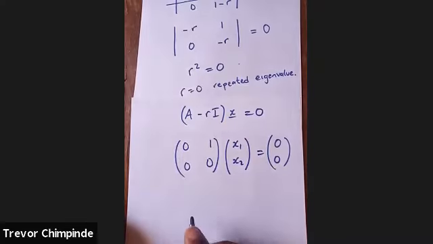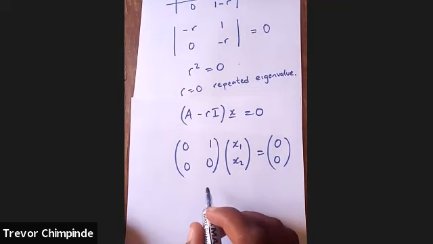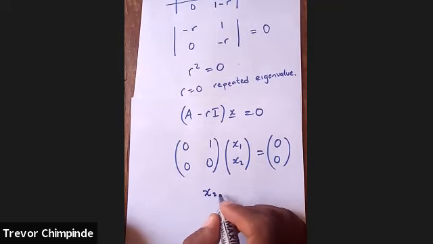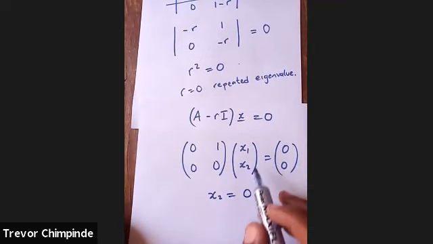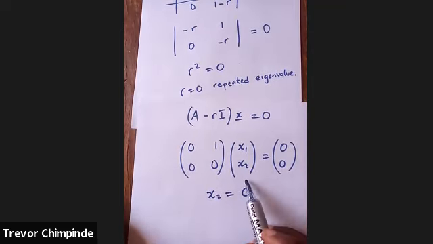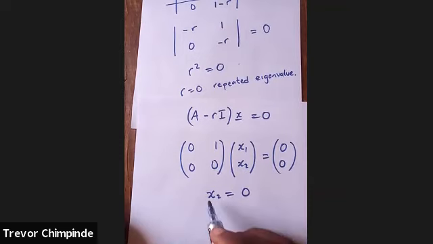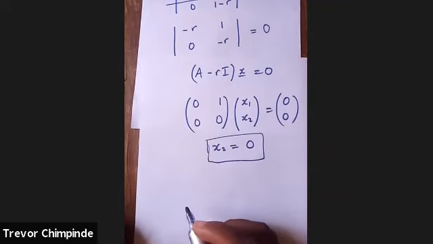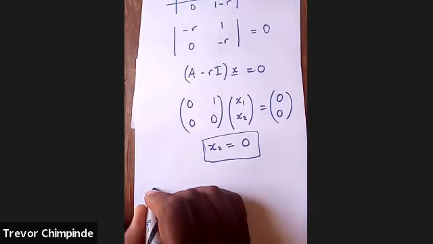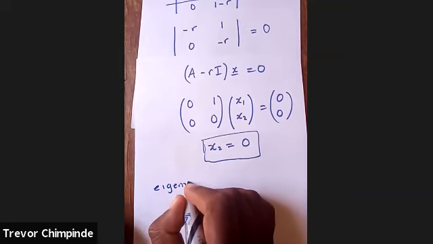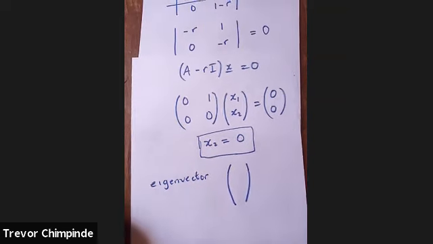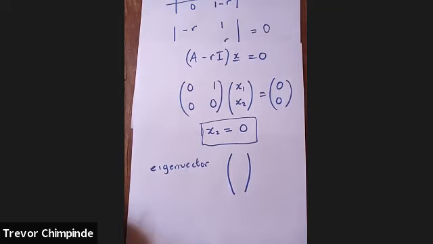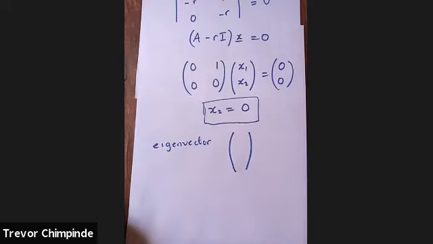So let's see what the equations give us. For the first row times the column, you get x2 is equal to 0. For the second row times the column, you just get 0, 0 everywhere. So this is the only equation you get. So what's the eigenvector? What do you think? What would be your choice?